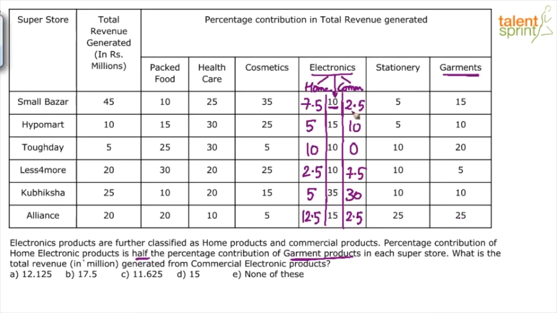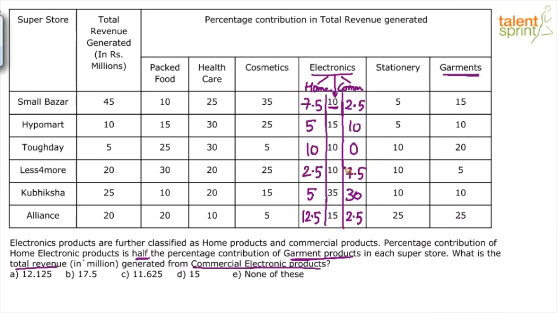Okay, remember the left and the right columns will add to the middle column. So 7.5 plus 2.5 is 10, 5 plus 10 is 15, 10 plus 0 is 10, 2.5 plus 7.5 is 10, 5 plus 30 is 35, 12.5 plus 2.5 is 15. And what are these values? Half of the garments: 15 half, 7.5, 10 half, 5, half of 20, 10, half of 5, 2.5, half of 10, 5, half of 25, 12.5. Now he says what is the total revenue in million generated from commercial electronic products. Now I think you can do it.